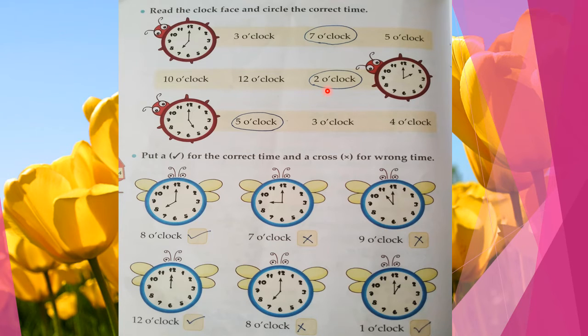Which one is correct? 2 o'clock, right? Here the shorter hand points to 2. So 2 o'clock is correct. So circle it. Next, third clock.